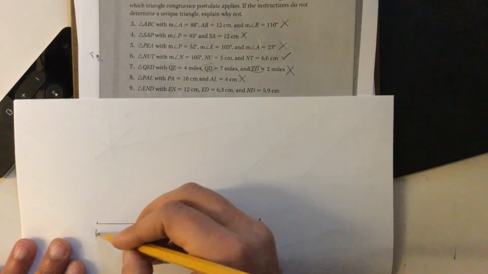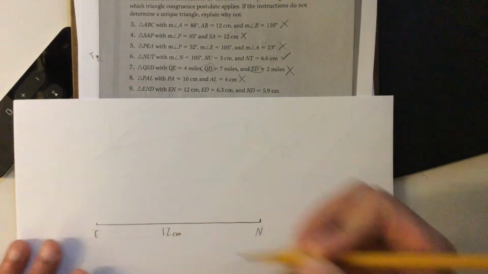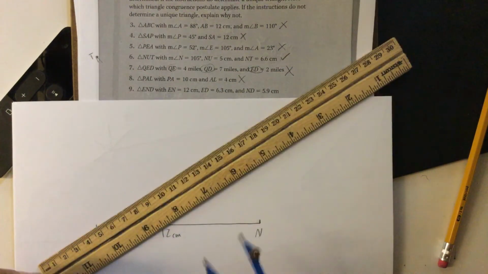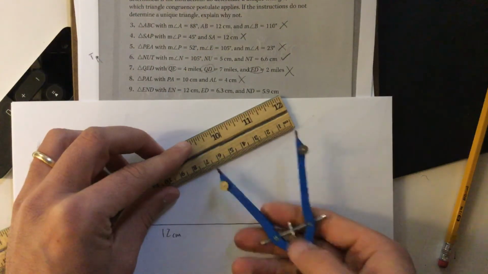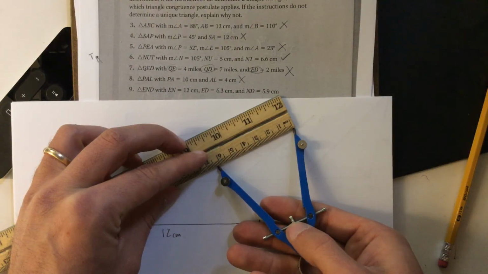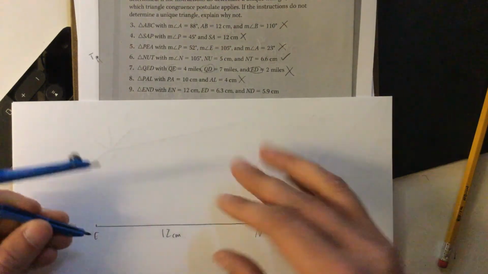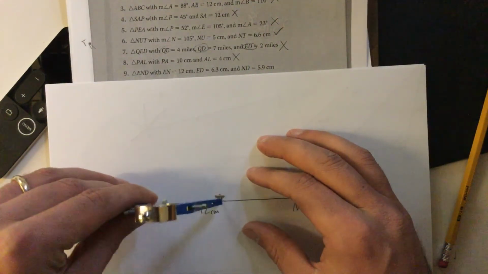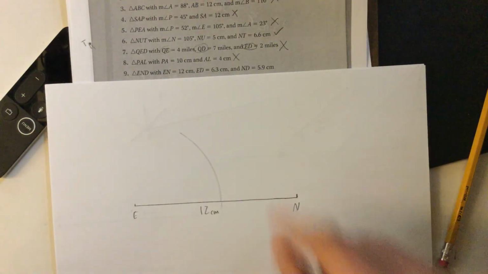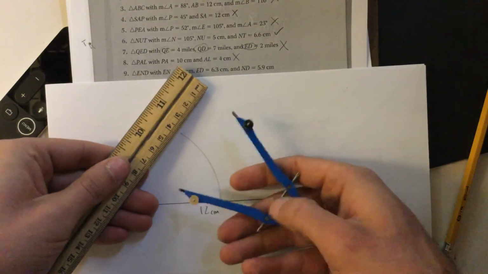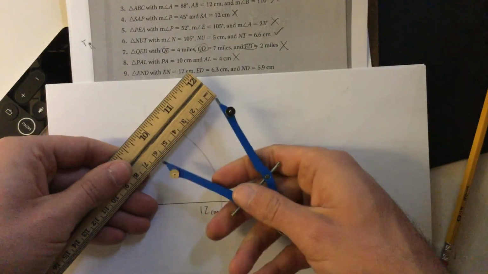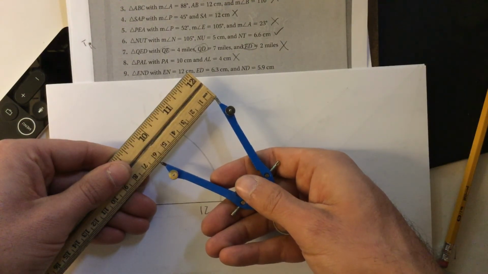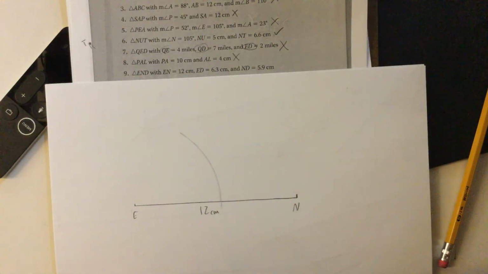12, that's EN, is 12 centimeters. Then I'm almost done. Then ED is 6.3 centimeters. That's ED, so I'll put my pointy bit on E, and I'll draw my arc. So ED is 6.3 and ND is 5.9, so just a little bit smaller. So let me measure out 5.9. Just a little bit longer. Looks great. So ND is 5.9.